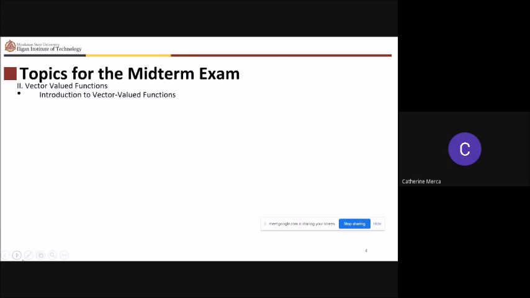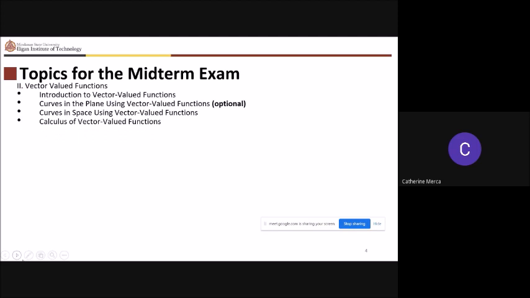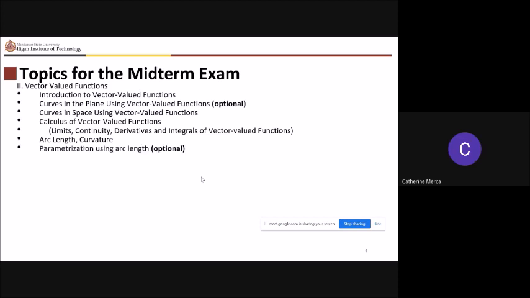Your vector valued function. Of course, you need the introduction to vector valued function. The curves in the plane using vector valued functions are optional. Curves in space using vector valued function. You have your calculus for vector valued function, meaning to say we have to discuss limits, continuity, derivatives, and some integrals of vector valued function. Arc length and curvature. We need our parameterization using your arc length, which is again an optional topic.